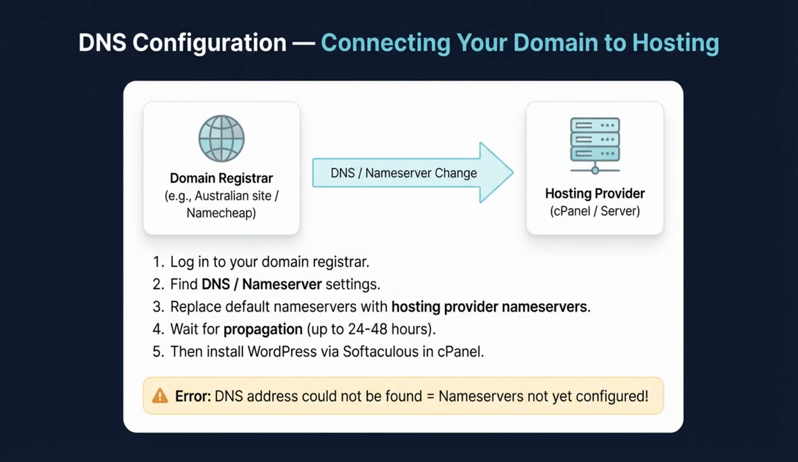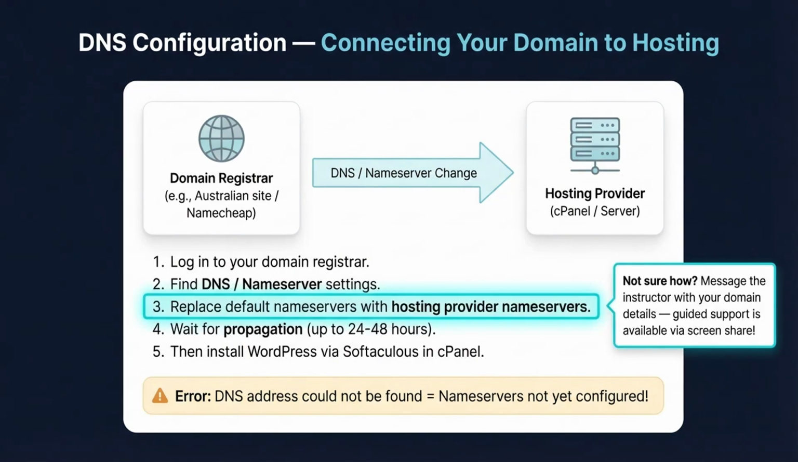Once you've purchased your domain and hosting separately, you need to connect them through a process called DNS, or Name Server Configuration. You log into your domain registrar, find the DNS settings, and replace the default name servers with the ones provided by your hosting company. This change can take anywhere from a few minutes to 48 hours to propagate. If you see an error saying DNS address could not be found, it simply means the name servers haven't been updated yet.